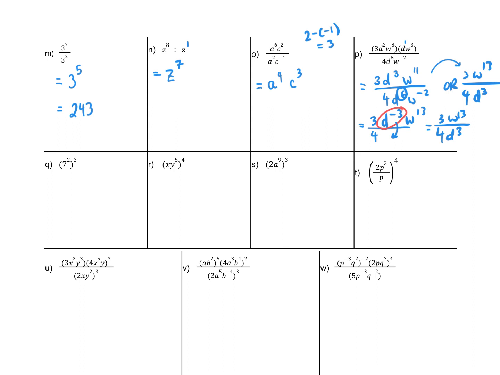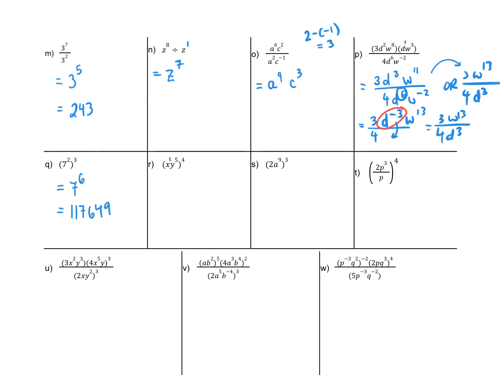Next, we have the power to a power rule. So 7 to the power of 2, all to the power of 3. Well, when it's an exponent to the power of another exponent, we multiply. So 2 times 3 is 6. And now 7 to the power of 6 is 117,649.